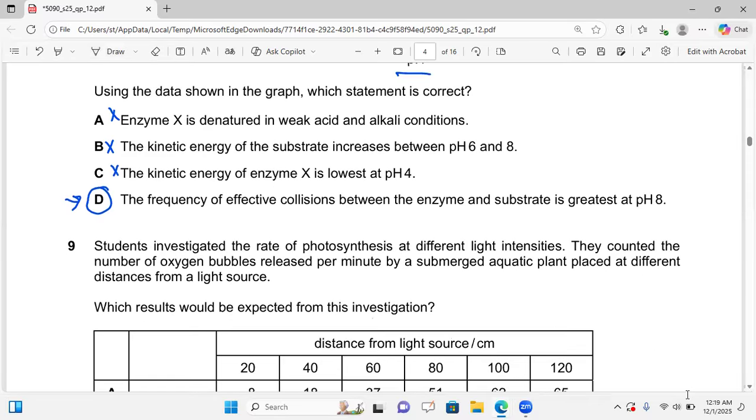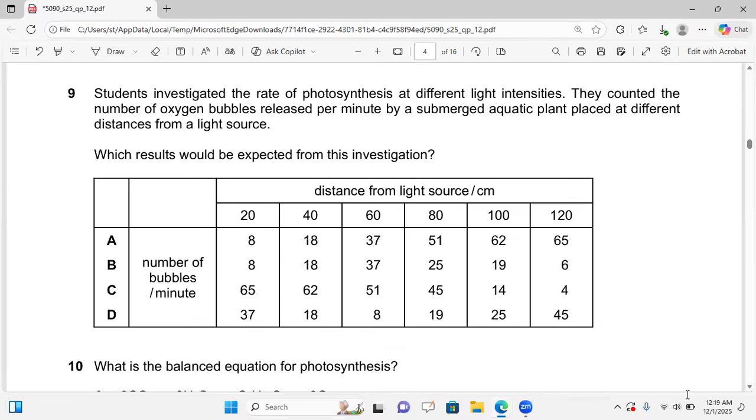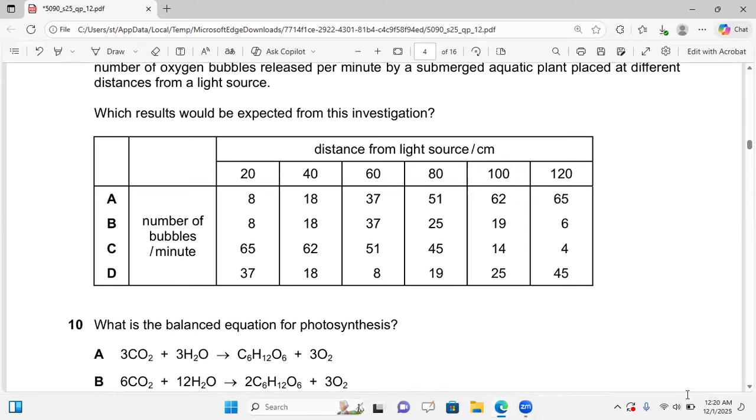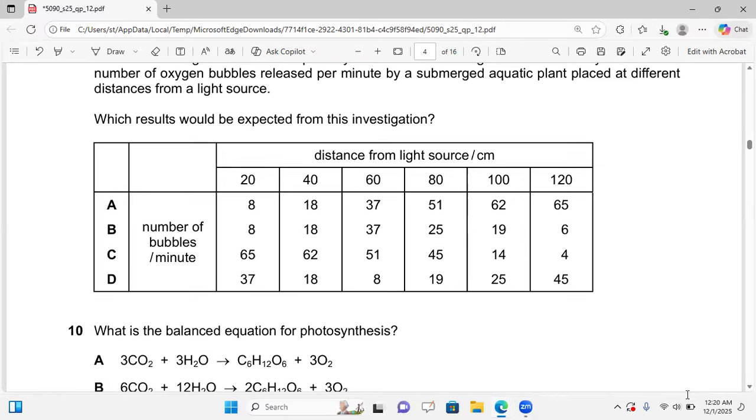Move to number 9. Here he is saying the students investigated the rate of photosynthesis at different light intensities. They counted the number of oxygen bubbles released per minute by a submerged aquatic plant placed at different distances from the light source. Which results would be expected from the investigation? If we observe here, he is showing distance from the light source and number of bubbles per minute.